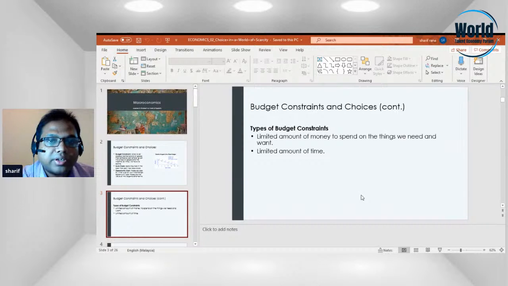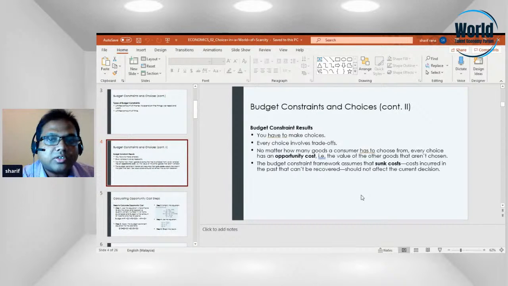Budget constraint and choice. Type of budget constraint: limited amount of money to spend on the items we need and want, and limited amount of time. The budget constraint result is that you have to make a choice. Every choice involves trade-offs. No matter how many goods a consumer has to choose from, every choice has an opportunity cost, for example, the value of the other goods that are not chosen.